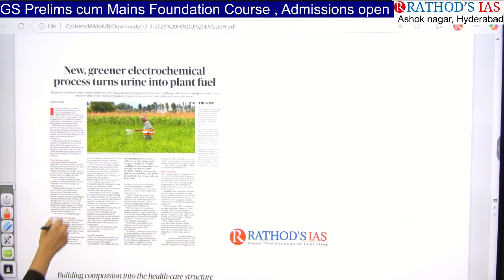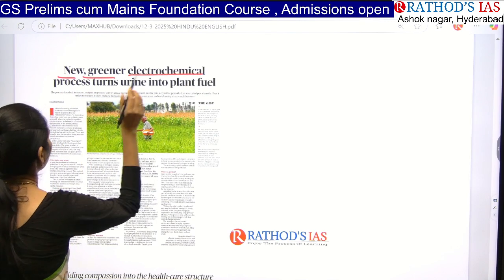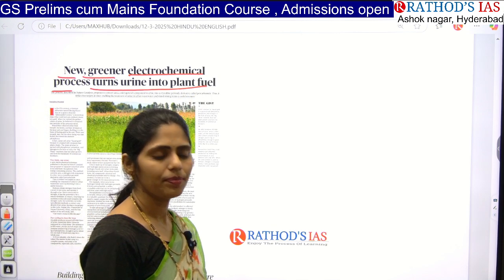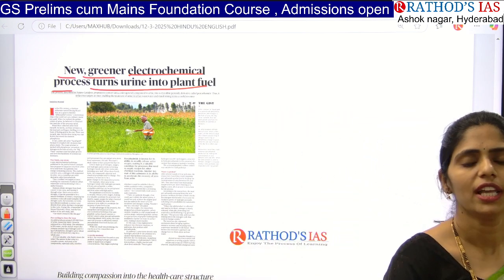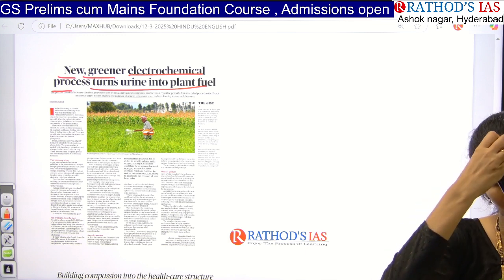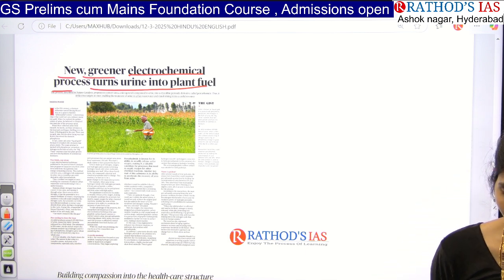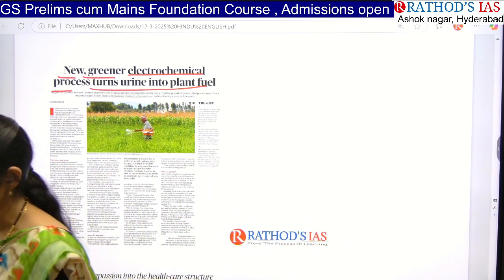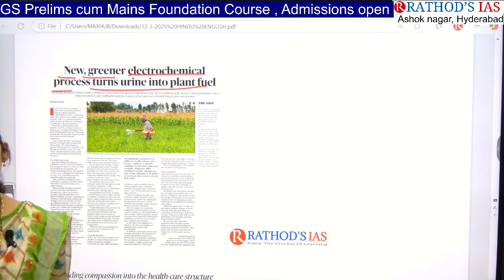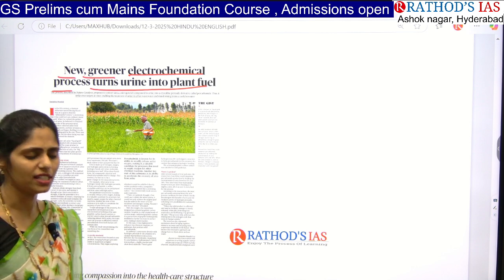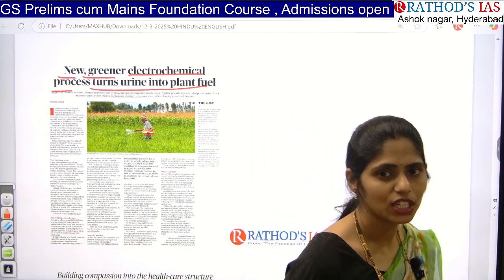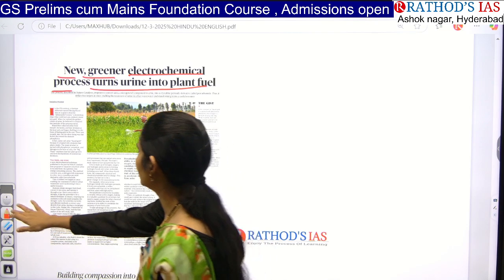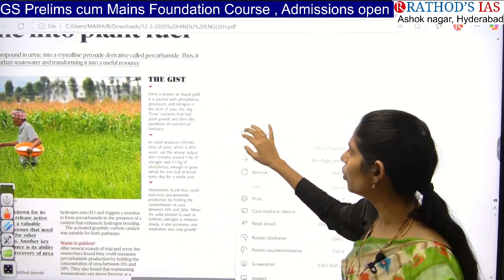The title says: new greener electrochemical process turns urine into plant fuel. Normally humans consume a lot, right? They consume liquids as well as solids. So whenever they consume, how do they eliminate the waste from the body? Through feces as well as urine. If you see, urine has urea and uric acid. Urea and uric acid are the final waste that we release from our body into the environment. So here this article is saying that urine is known as liquid gold.